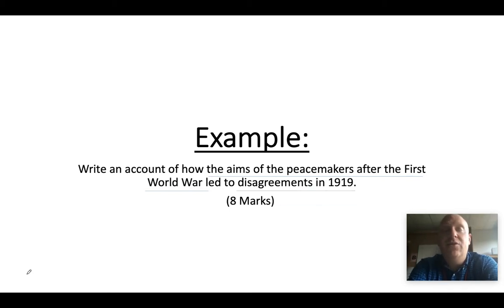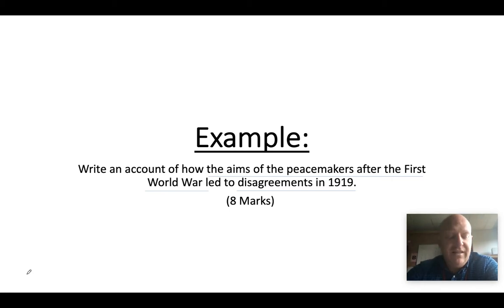Disagreements in 1919. So as with everything, when you get an exam question, you have to break down what the question is asking us about. And in this case, the question is asking us about how one specific thing, aims of peacemakers, led to disagreements. Now, remember, if you're watching this video, this is probably not a question that you've got. So look at your question and work out what is the X and what is the Y. What are they wanting you to look at first, and how it led to what next? Or caused something or had an impact on something.